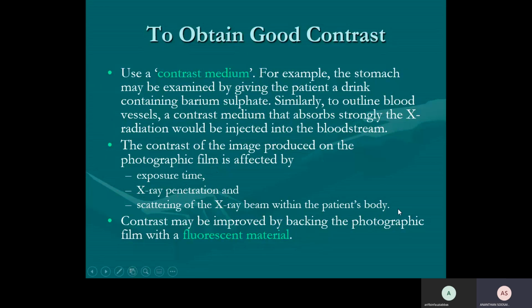Third, the scattering of the X-ray beam affects the contrast. Another easy way to increase the contrast is to use a fluorescent material. The doctor uses a fluorescent material, and you get the film, the hard copy, and put it on the light. So it's actually a fluorescent screen. The fluorescent light will pass through the X-ray, so it gives a better contrast. I think that's the best, the fluorescent material.